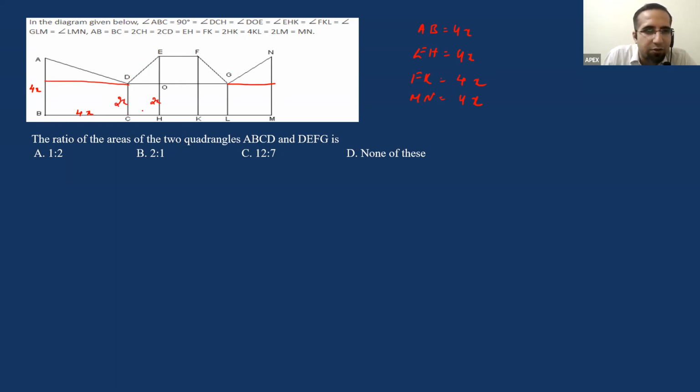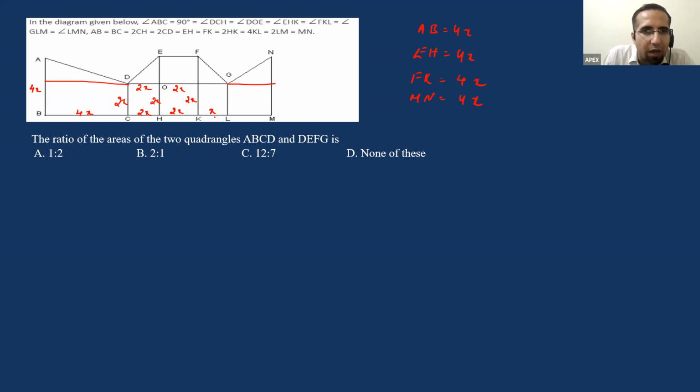What is CH? CH is also the same, so this is also 2x and this is also 2x. What is HK? HK is also the same, that is 2x. This is also 2x and this is also 2x. Now what is KL? KL is 4 times of this, that means this is equal to x.